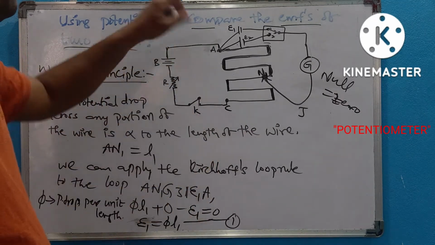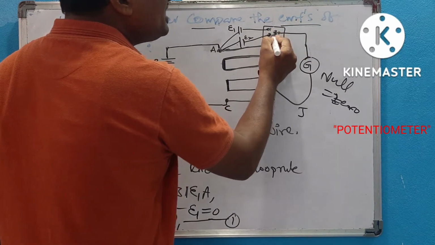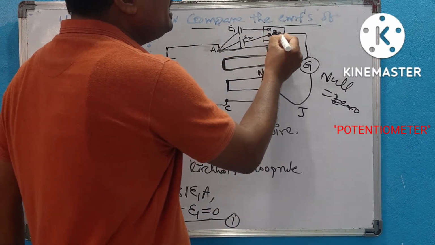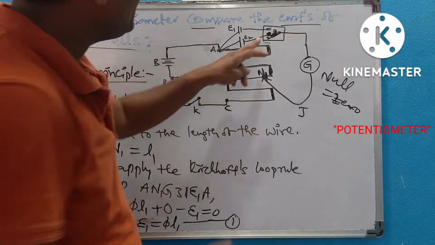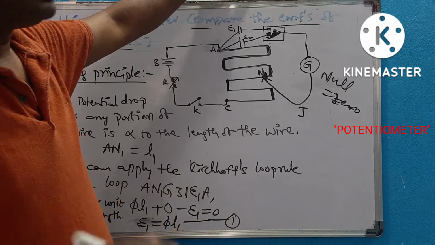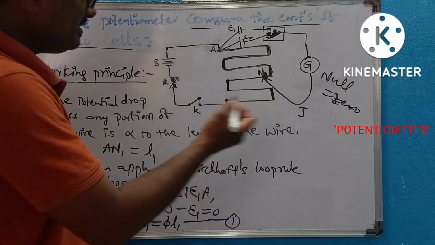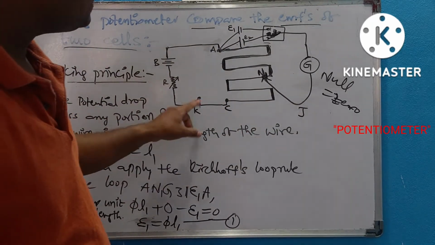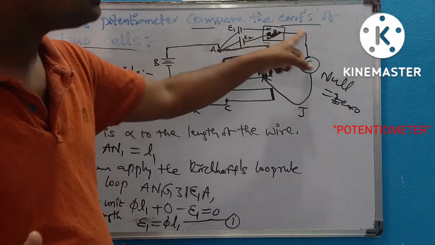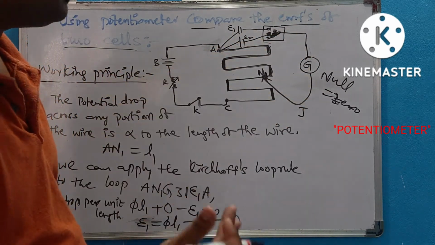Now we connect the second cell to the circuit. We remove the connection from points 1 and 3, and then connect points 2 and 3 in the two-way key. Then the E1 cell is removed from the circuit and E2 becomes active in the circuit. Then we close the key, the circuit is completed, and current is drawn from the cell into the circuit.